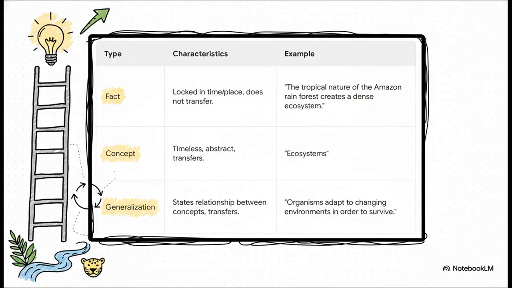And here's where it all just clicks into place. You see how a specific fact about the Amazon helps us understand the bigger concept of an ecosystem, and from there, we can form this incredibly powerful generalization that applies to all life on Earth. Organisms adapt to survive. This is the ladder of understanding we want to help people climb.